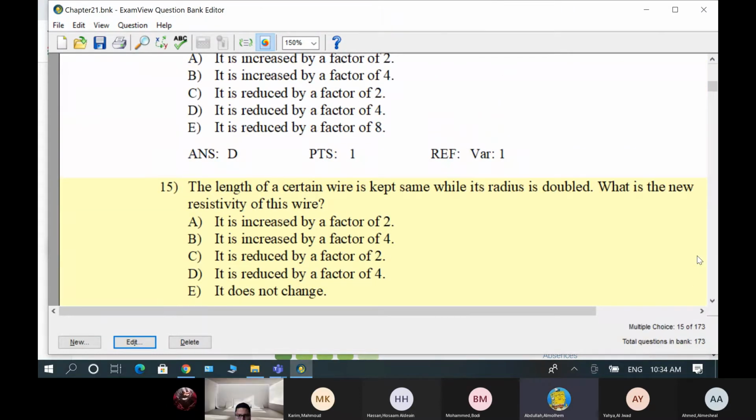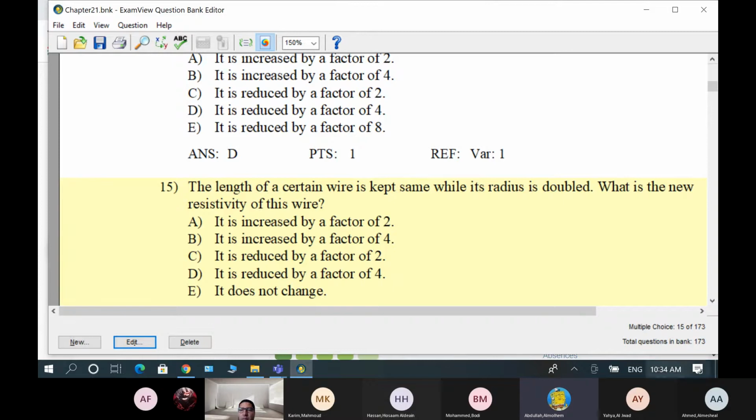The length of a certain wire is kept the same while its radius is doubled. What is the new resistivity of this wire? It doesn't change. Kept the same. Yes. Why? I can explain why.